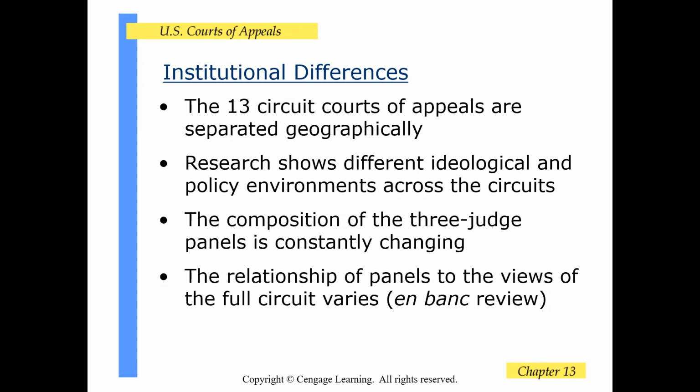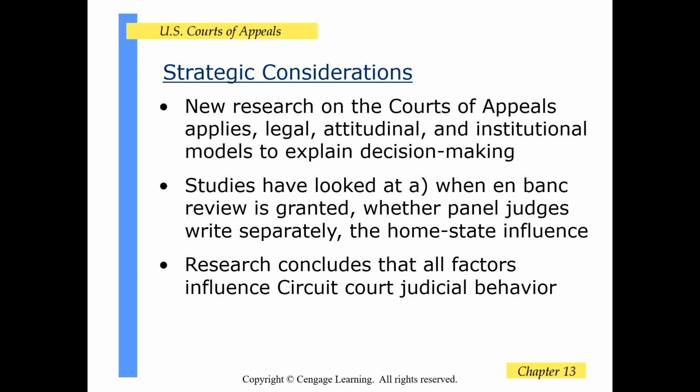There are institutional differences. The 13 circuit courts of appeals are separated geographically. Research has shown different ideological and policy environments across the circuits result in different outcomes. The composition of the three-judge panel is constantly changing. The relationship of those panels to the views of the full circuit varies, three-person panels versus en banc or full circuit review. There are strategic considerations.